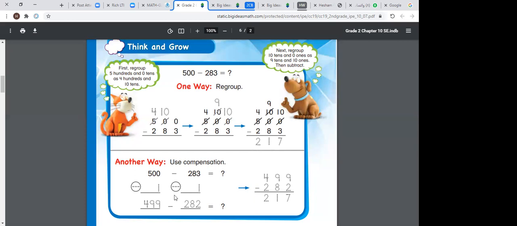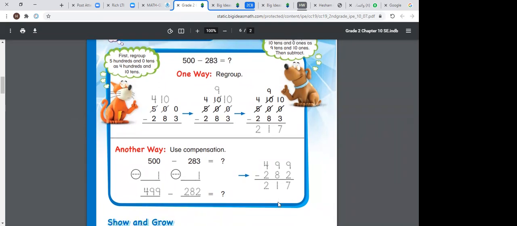Now let's answer by compensation. Can you see here you have 500? It's a hundreds number minus 283. To use compensation, make here minus 1, minus 1. 500 minus 1, 499. 283 minus 1, 282. Now let's get the difference. 9 minus 2 equals 7. 9 minus 8 equals 1. 4 minus 2 equals 2. So the answer is 217.